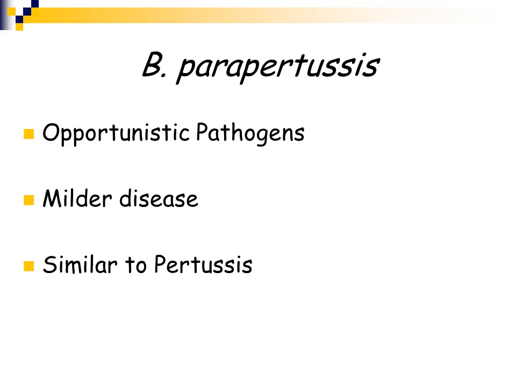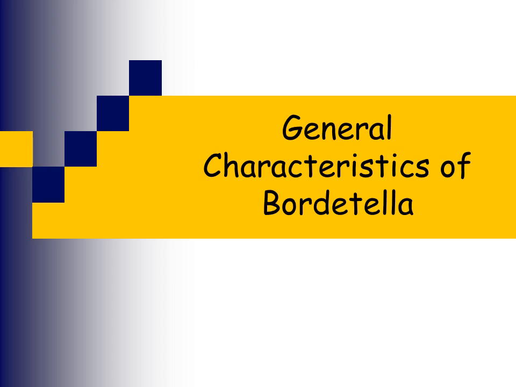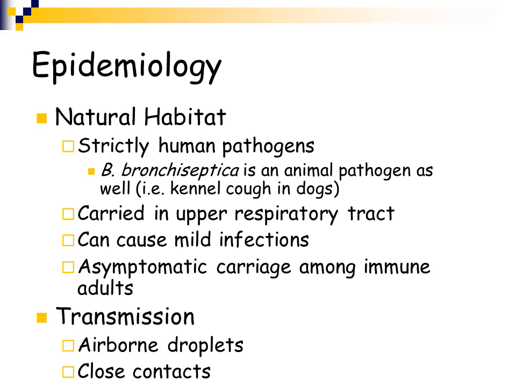Now, Bordetella parapertussis is another species, and this is an opportunistic organism. It generates a similar disease to Bordetella pertussis, however, it's much more mild. The general characteristics of Bordetella are that it's a strictly human pathogen. So it's not sitting around very long on surfaces. It's not an animal pathogen.